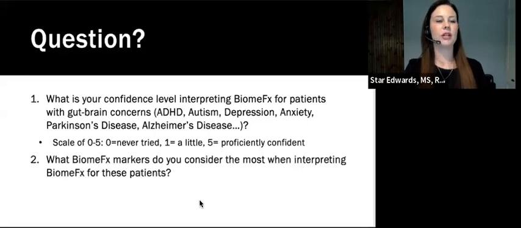My second question is, what BiomeFx markers do you consider the most when interpreting BiomeFx for these patients? So if you were to pick up a BiomeFx for a patient and this patient has a gut-brain concern, which markers specifically would you be looking for? We got a GABA. That's one that we will be covering today.